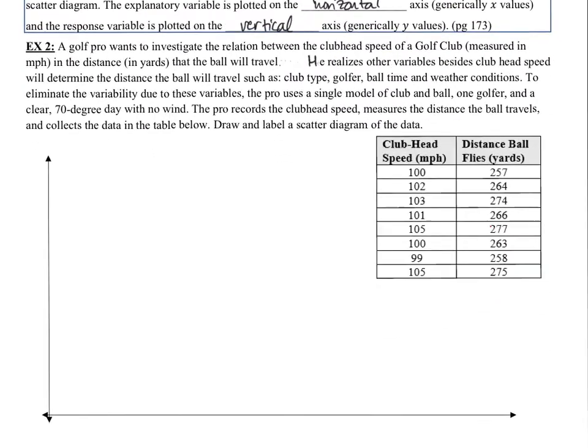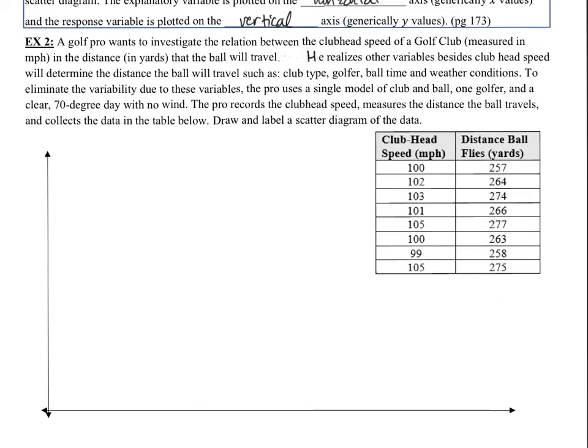So let's take a look at our first example. A golf pro wants to investigate the relation between the club head speed of a golf club, measured in miles per hour, and the distance in yards that the ball will travel. He realizes other variables besides club head speed will determine the distance the ball will travel, such as club type, golfer, ball type, and weather conditions. To eliminate the variability due to these variables, the pro uses a single model of club and ball, one golfer, and a clear 70-degree day with no wind. The pro records the club head speed, measures the distance the ball travels, and collects the data in the table shown below. Draw and label a scatter diagram of the data.